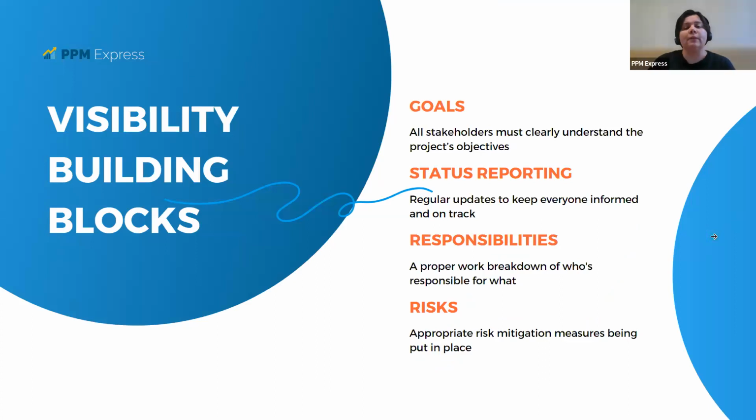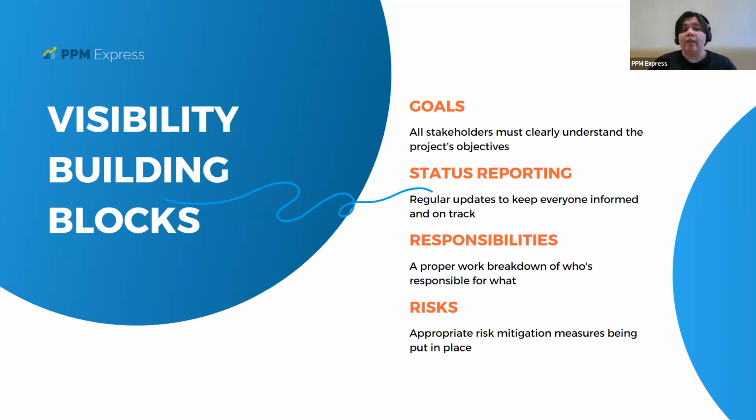So in project management, visibility is the ability to see and understand all the aspects of the project clearly, ensuring that this information is available to all relevant stakeholders. It is crucial for success of the project. So here are 4 core elements of project visibility.